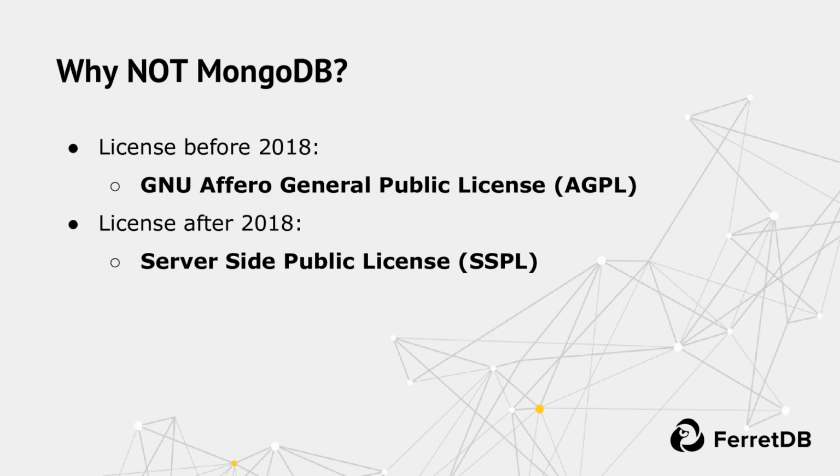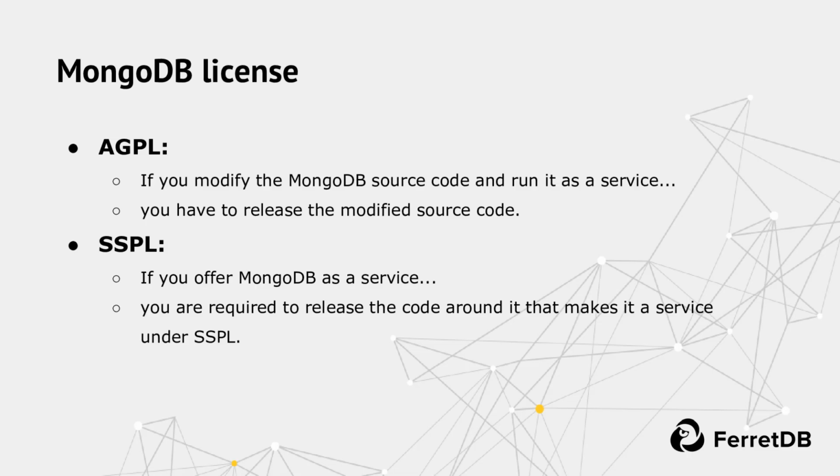AGPL, the previous license. Let's say you want to modify the MongoDB source code, and you want to run it as a service provider. What this license forces you to do is release the modified source code. That makes sense. Okay, you work with some open source product, and if you modify some code, you need to publish it and open source it as well. Okay, sounds reasonable. What happened when the SSPL license was introduced?